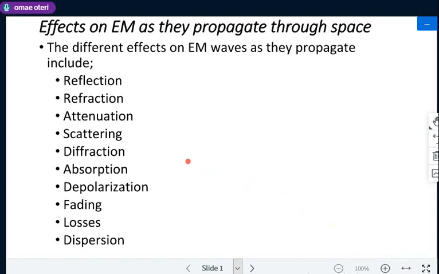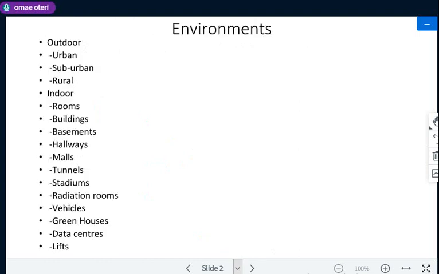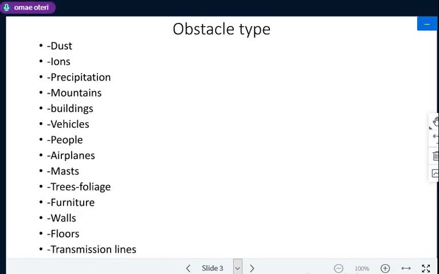So welcome to class. Last week we were looking at the effects on EM waves of the obstacles we have around, depending on the environment. We went through this section where I listed them the way they appear there, and we looked at the different types of environments, which are outdoor and indoor, and we were able to get the different obstacles which you have in those environments. So that's what we went through.